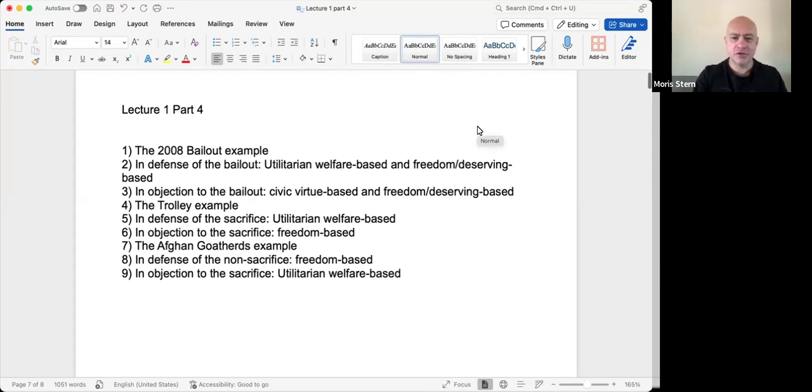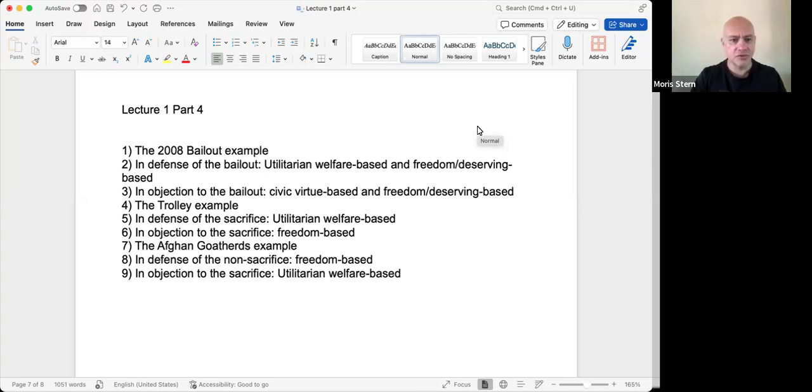We're going to discuss the trolley example. In defense of the sacrifice in the trolley example, a utilitarian welfare-based argument will be used. In objection to the sacrifice in the trolley example, a freedom-based argument will be used.